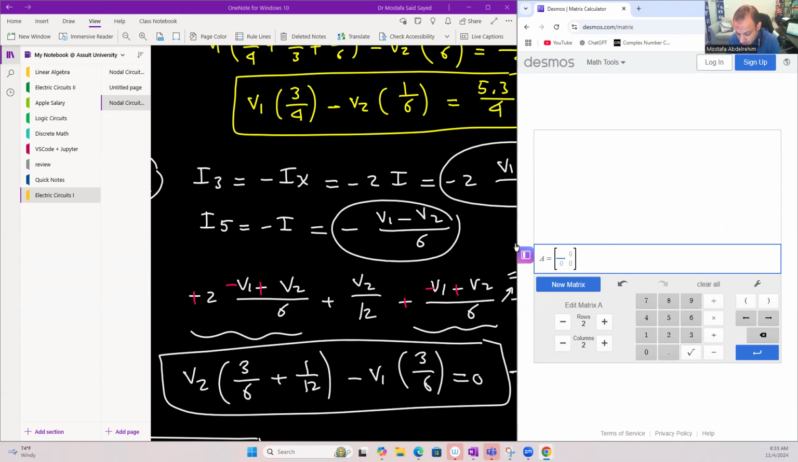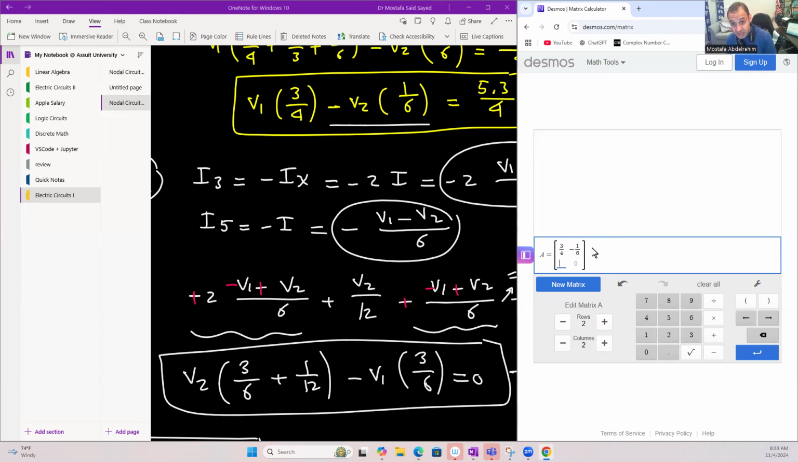In the first row, I'm going to put the coefficients of V1 and V2. So 3 over 4, then the right arrow to go to the next element, and minus 1 over 6. Don't forget the minus for V2. Then the down arrow, left arrow, to go to the second row.